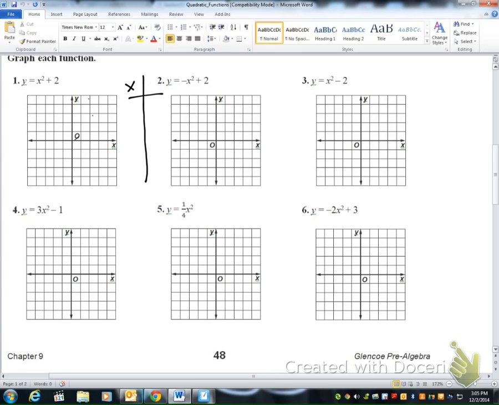Okay, so the first thing you need to do on each of these is that you're going to create a t-table.